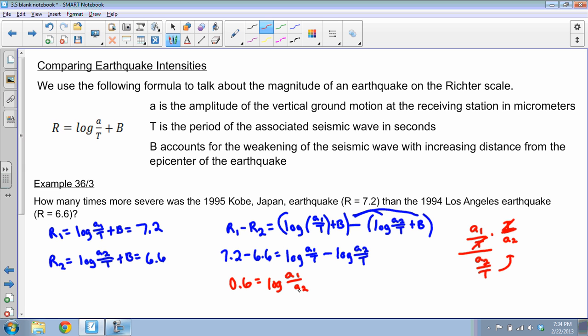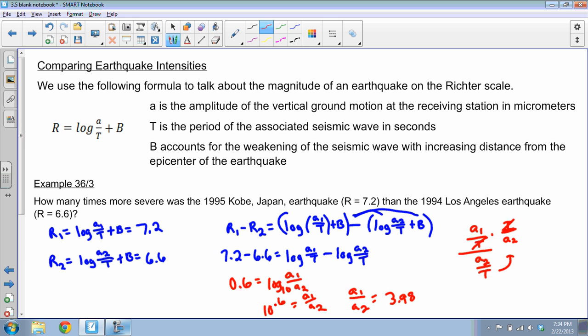And so this is something now that I can solve. This is a common logarithm, so it has a base of 10. So we would say 10 to the 0.6 power equals A1 over A2. That's actually what it's asking, how much greater in magnitude the Japanese earthquake was than the Los Angeles earthquake, which is this ratio A1 over A2. So we just want to find out what 10 to the 0.6 is.